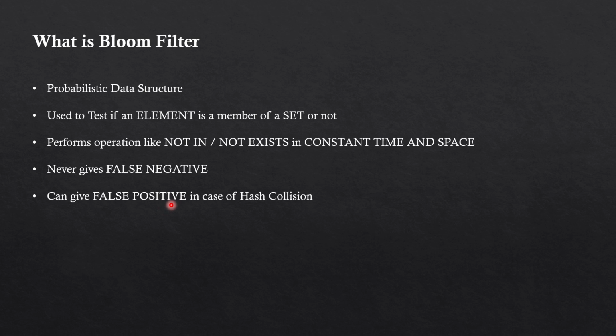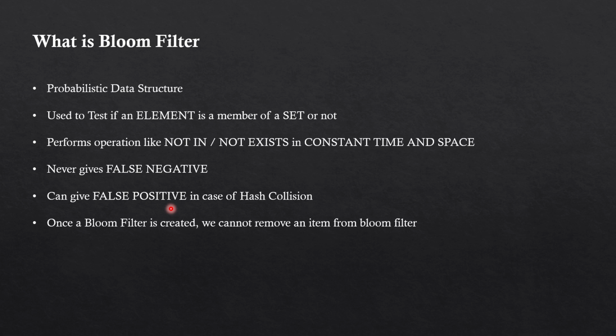Why it can give a false positive output is because in case you are using some hash function, we will discuss all these things in detail in coming slides, but for now just understand that if you are using some hash function and there is a hash collision, then in that particular scenario your Bloom filter can give a false positive. So it can say that yes, it is present in the list, but in actuality it might not be present in the list. But it will never happen that Bloom filter says that it is not present in the list and it turns out that that element is present in the list. So it never gives a false negative, but it can give a false positive, and we'll see how.